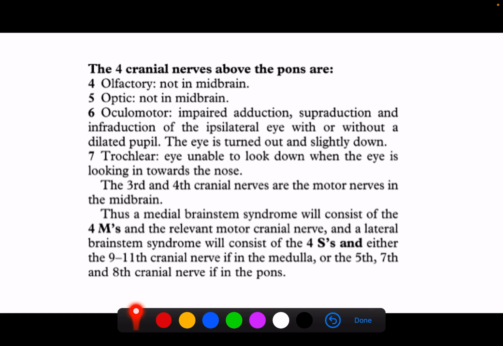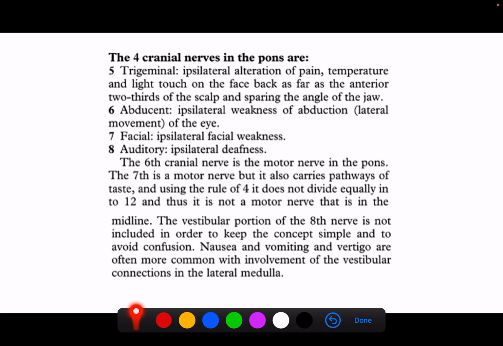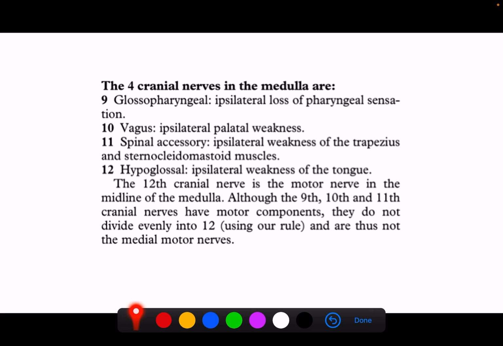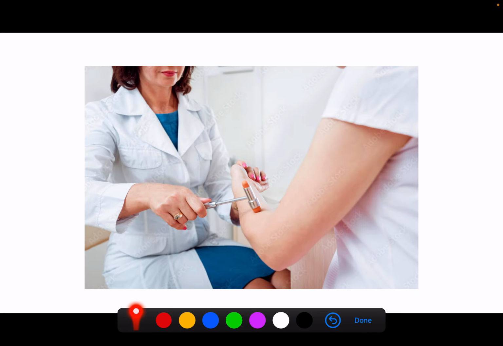Another 4 rule is the 4 cranial nerves above the pons. That means olfactory, optic, oculomotor, and trochlear nerves. But the olfactory and optic nerves end up in the brain and not in the brainstem, so we don't need to memorize that. We need to memorize the oculomotor and trochlear nerves, which are in the midbrain. Okay. So another 4 cranial nerves are in the pons. These are trigeminal, abducens, facial, and auditory nerves. So we need to memorize that. Okay. Another 4 cranial nerves in the medulla are the glossopharyngeal, vagus, accessory, and hypoglossal nerves. Okay. This is the theory about the brainstem structures, and it is easy to identify with the rules of 4.